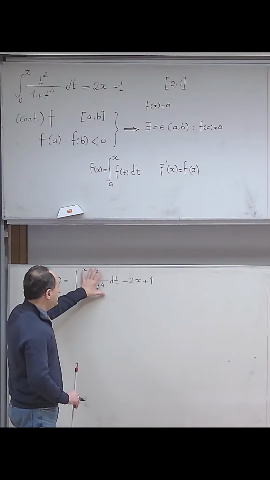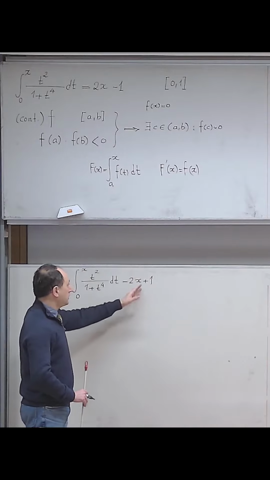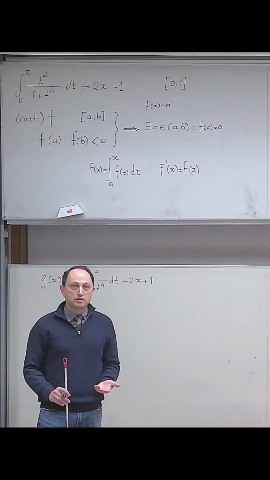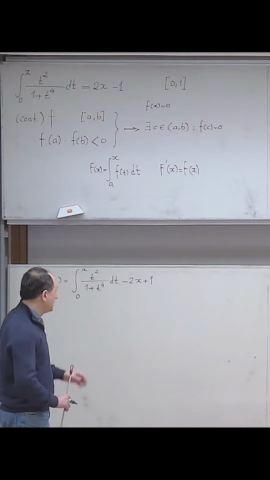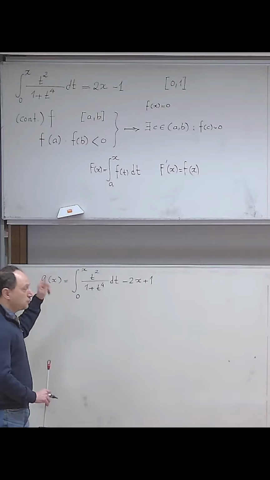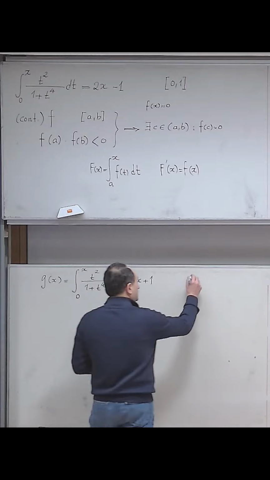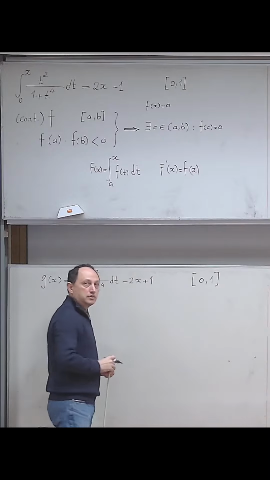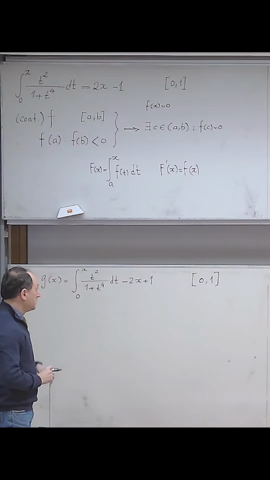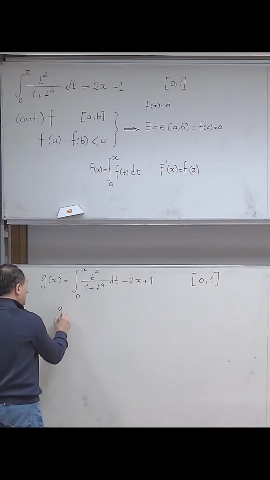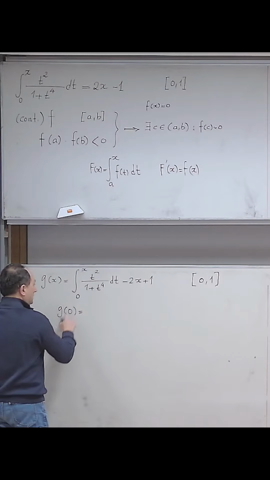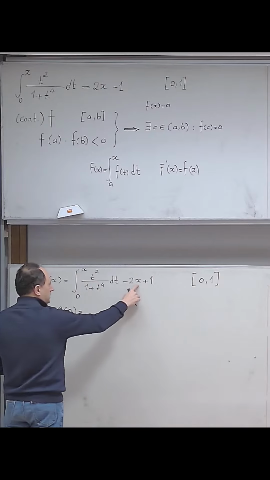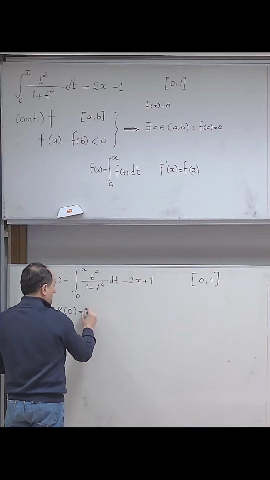So I have a continuous function, I have another continuous function, I am adding them up, and then we have a theorem: if I have two continuous functions, the sum is also continuous. So this function g is continuous everywhere, including the closed interval 0 to 1, which is of our interest in this problem. But on the other hand, if I calculate g of 0, it becomes the integral from 0 to 0, which is 0, and then minus 2 times 0, which is 0, and that is 1.